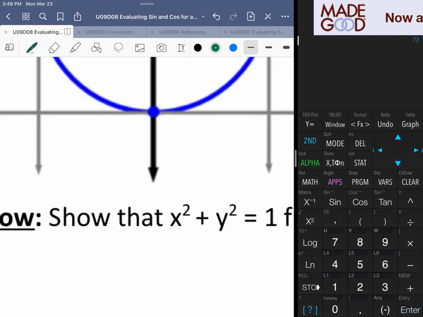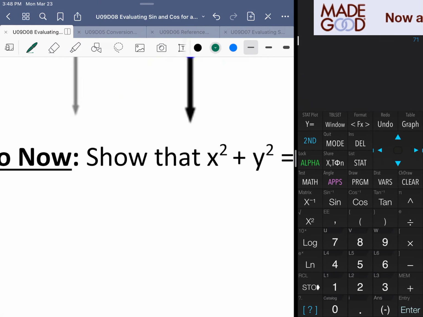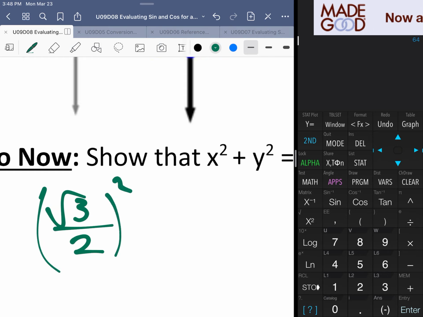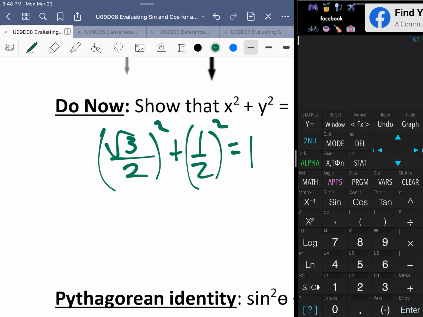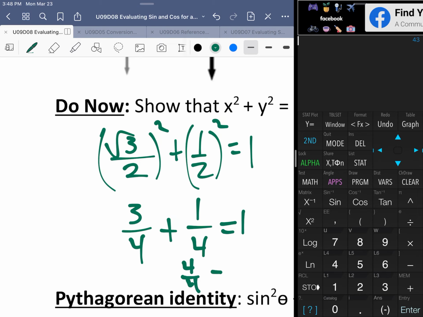First, let's run our test here. What's x squared plus y squared equal to 1 squared? Well, the square root of 3 over 2 squared plus 1 over 2 squared should equal 1, or 1 squared. It really doesn't matter. Radical 3 over 2 times itself, we have radical 3 times radical 3, which is 3, 2 times 2, which is 4, plus 1 times 1, which is 1, and 2 times 2, which is 4, equals 1. That we get 4 over 4 equals 1, which is a true statement because 4 over 4 is 1.